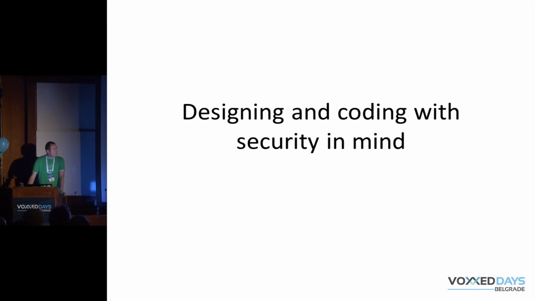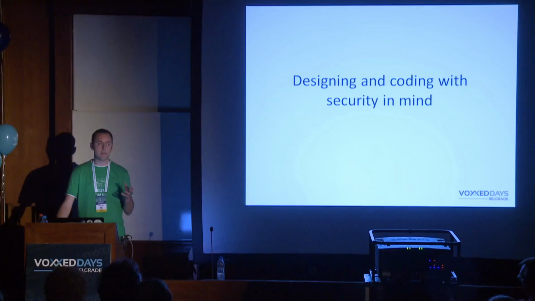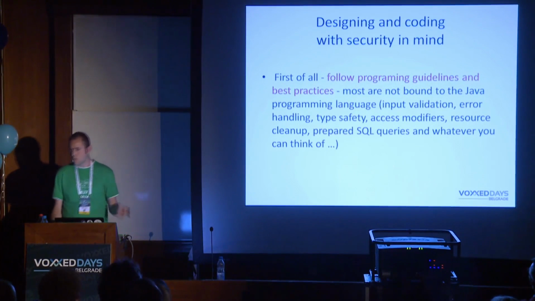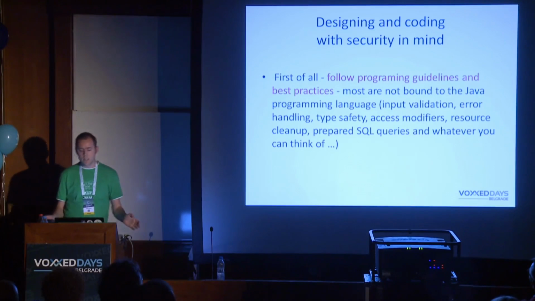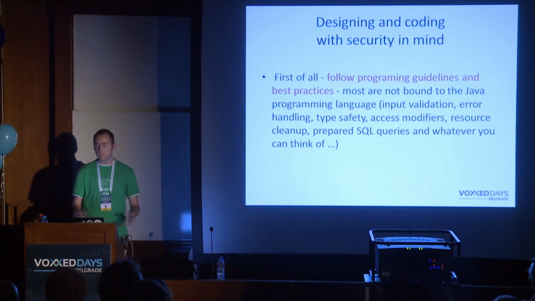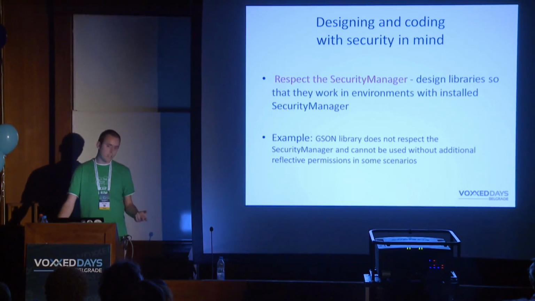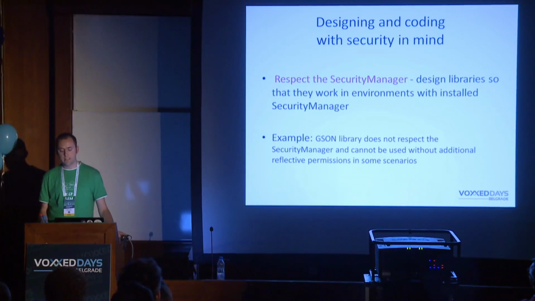Okay, and just to wrap up the talk, I'll give you several short guidelines that you have to think about when you apply that security model. Many of the guidelines really apply not only to the Java platform, you've heard them all. For example, SQL injection, invalid input, error handling, type safety, and so on and so forth. These are just some very general security guidelines that most of you can think of. However, when you think of the Java platform, you really need to respect the security manager.